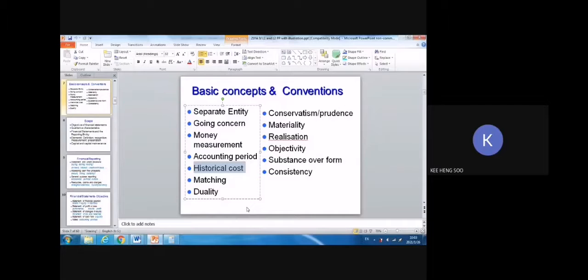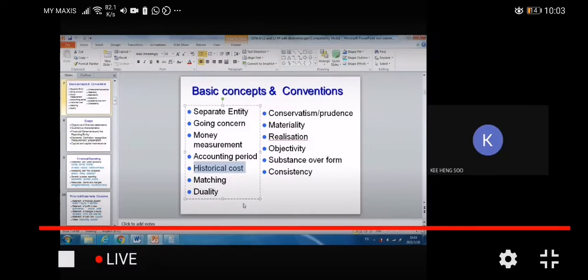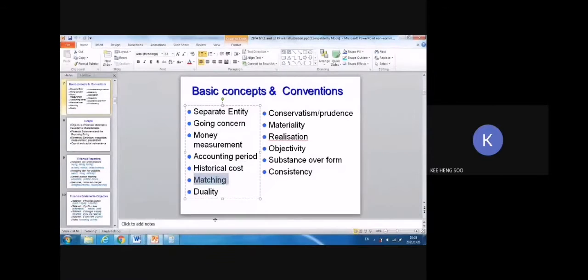Historical cost, 400 ringgit. In the year 2019, the marks are not yet sold, so there's no revenue. Remember, there's no revenue. Sales is zero, but the cost is 400. Can you tell me that in 2019 you lost 400?